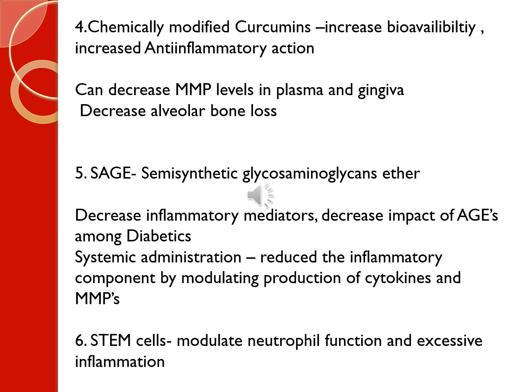The next part of it is something called a SAGE, which is semi-synthetic glycosaminoglycans ether. It is shown to decrease inflammatory mediators, decrease impact of AGEs. AGEs is advanced glycation end products among diabetes. If you do not know what are AGEs, kindly open up the chapter on influence of systemic disorders on the periodontium and read what exactly is AGEs. Systemic administration would reduce the inflammatory component by modulating production of cytokines and MMPs. And last is the stem cells, which is used to modulate the neutrophil function and excessive inflammation.